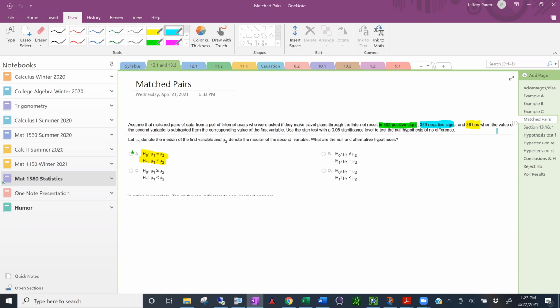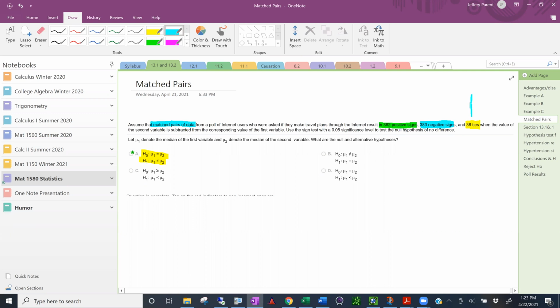So this one's kind of nice because it's not something you can do with a parametric test. You've got 362 positive signs and 383 negative signs. Where do these signs come from? Let's read the problem. It says, assume that matched pairs of data from a poll on internet users who were asked if they make travel plans through the internet result in 362 positive signs and 383 negative signs, and 38 ties.